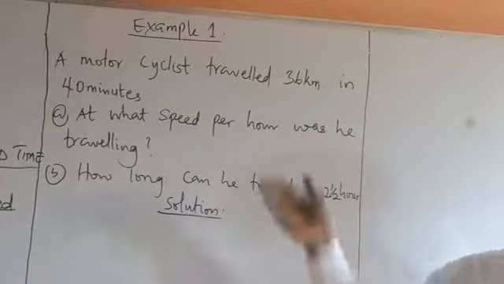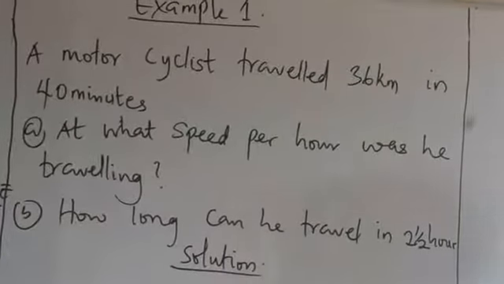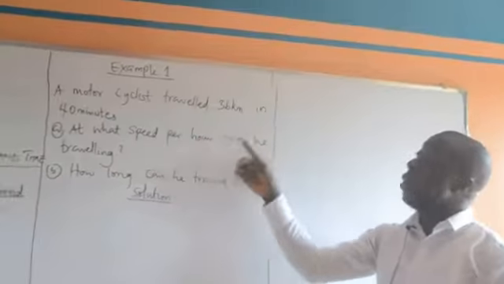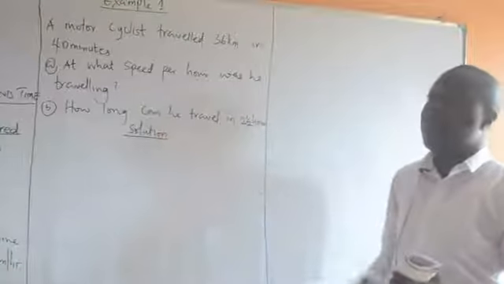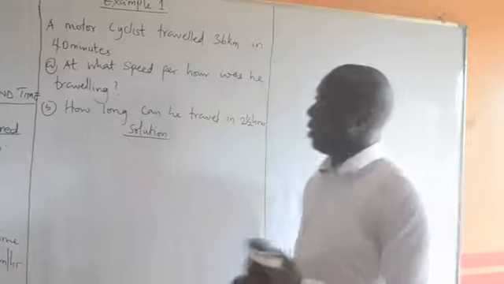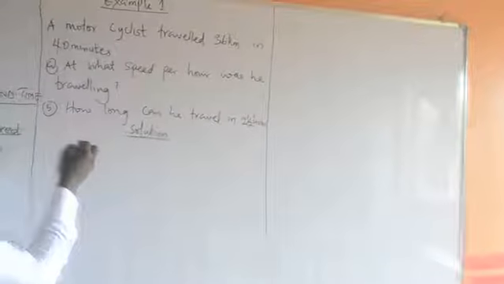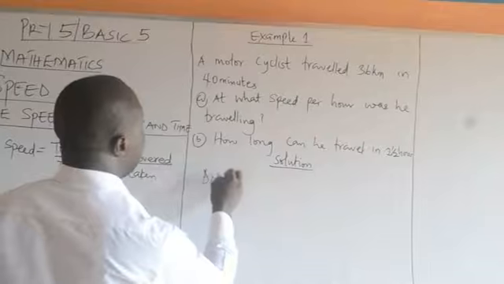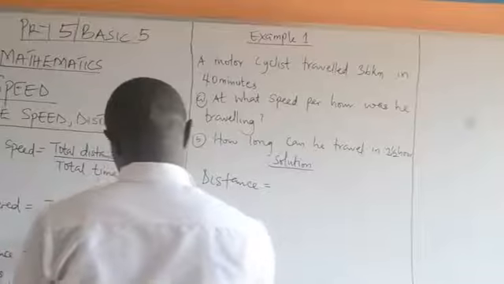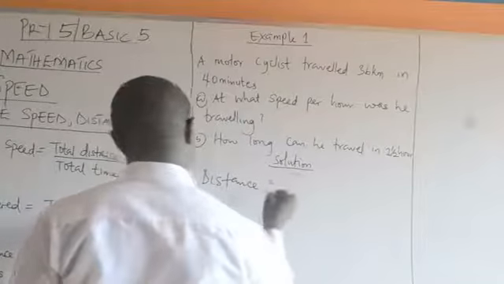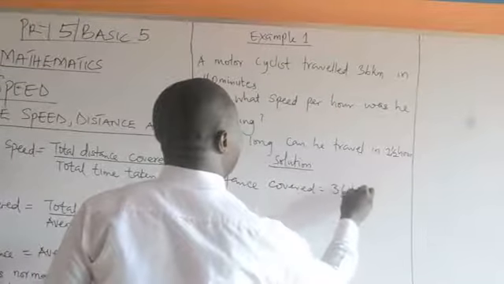Let me read the question again. A motorcyclist traveled 36 kilometers in 40 minutes. At what speed per hour was he traveling? And secondly, we are asked to calculate how long he can travel in 2.5 hours. So, solution. The distance given is the distance traveled. Distance covered is equal to 36 kilometers.